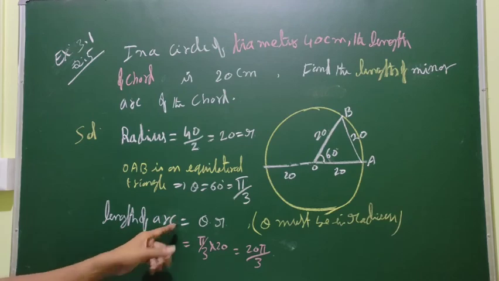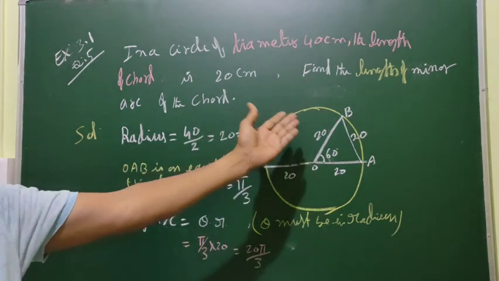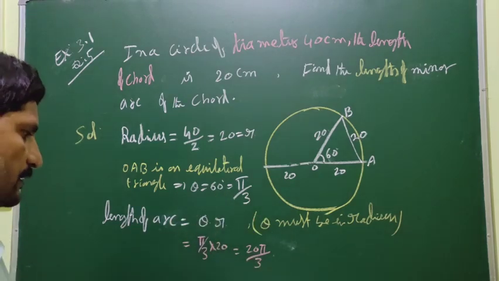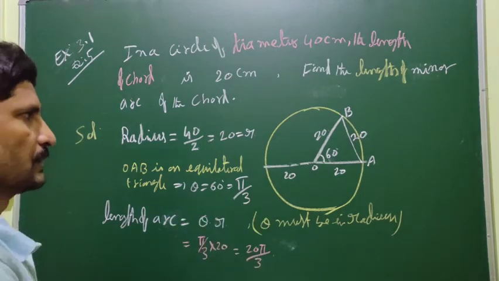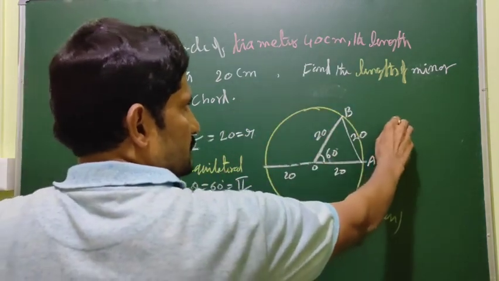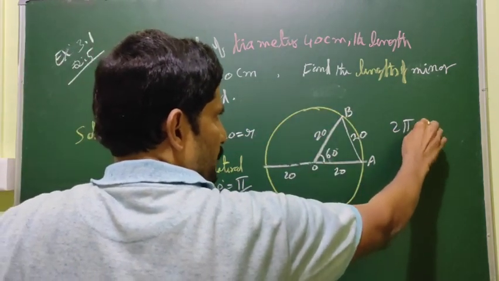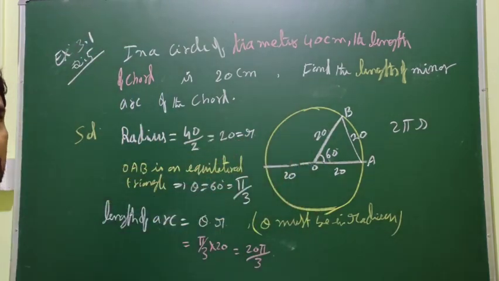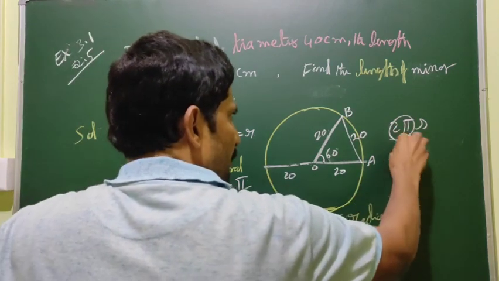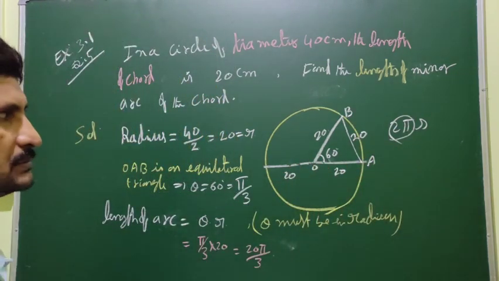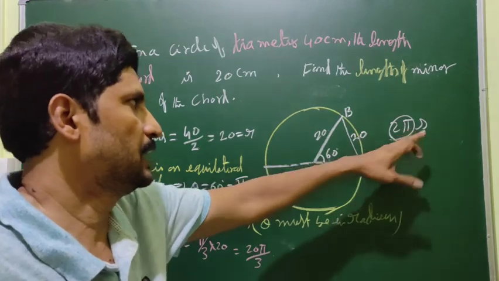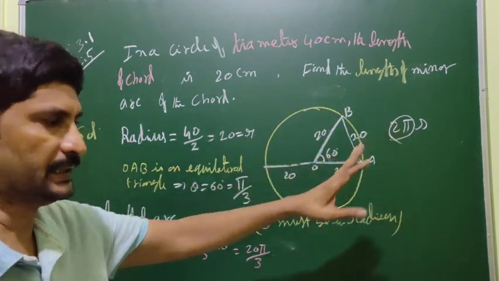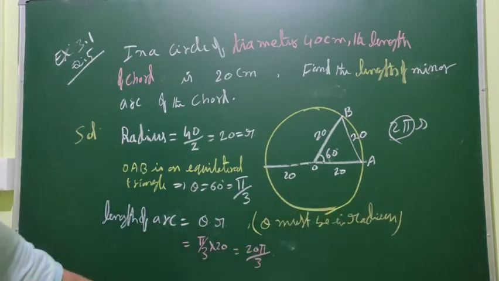So the length of arc AB is equal to theta into r. It is the formula. Why is it the formula? The circle circumference is equal to 2 pi r. It is the total length. 2 pi is the angle at the center. Theta into r is the length. Same, theta into r. This 2 pi is in radians, so theta must be in radians.